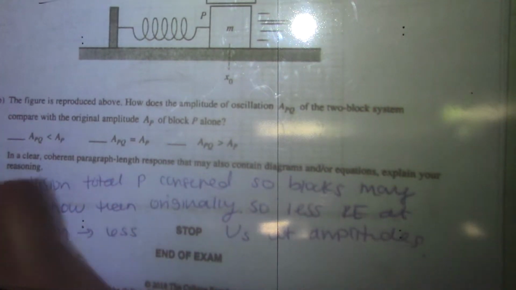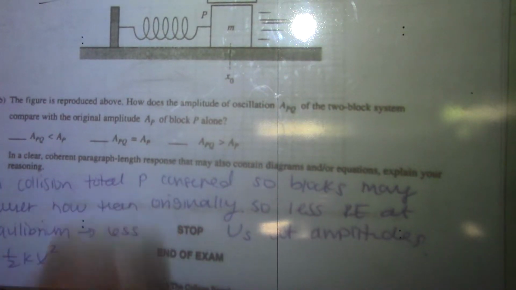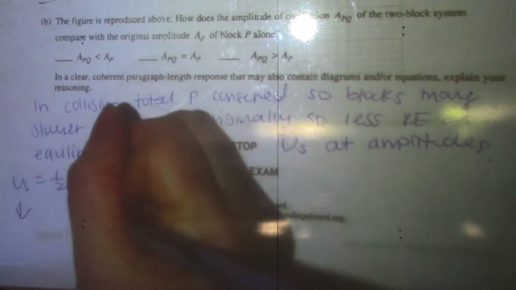If spring potential energy is 1/2 kx squared, and this is less, and you still have the same spring, so the same spring constant, see how you have less displacement? So that'd be less x, which means less amplitude now. So my new amplitude is less, so A_PQ is less than the original.